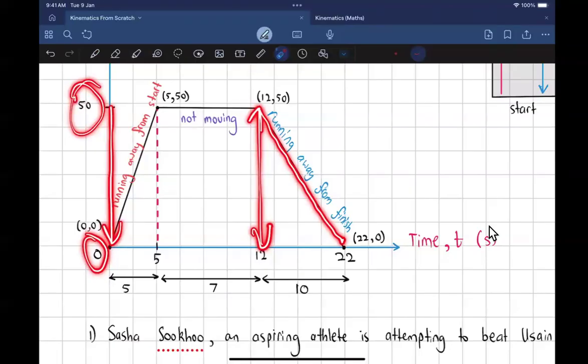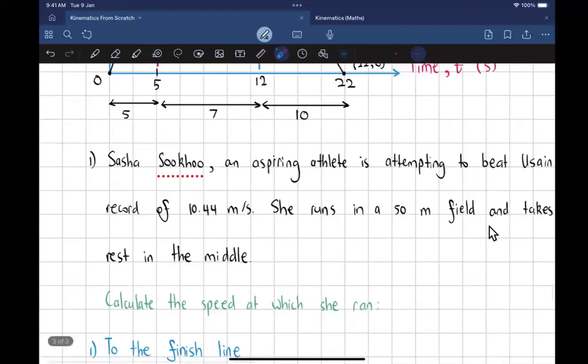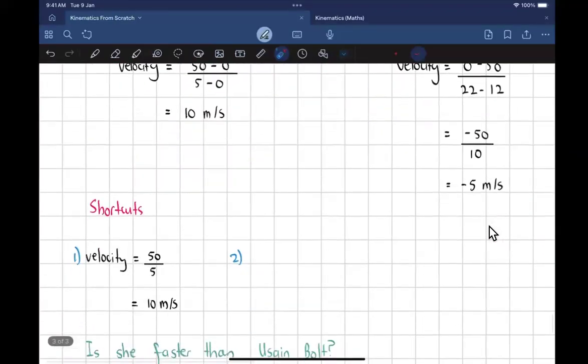What is the difference between 0 and 50? 50. And what is the difference if we look at the x component? What's the difference between 12 and 22? Minus 10. Oh, sorry, 10. Minus 10, right? Because 12 minus 22 is minus 10. And that's it. 50 over minus 10. That was real easy, right? Maths is easy. So the velocity is equal to 50 over minus 10.